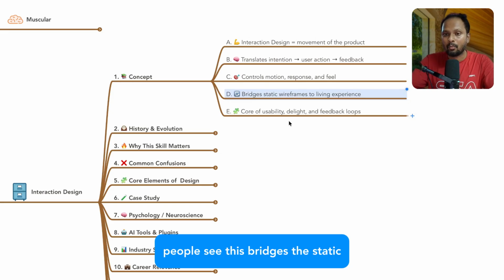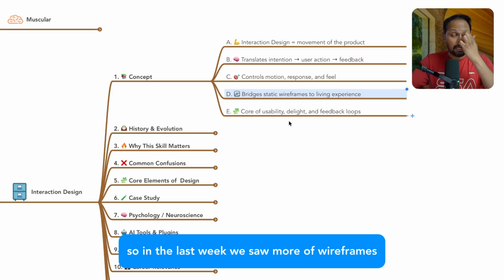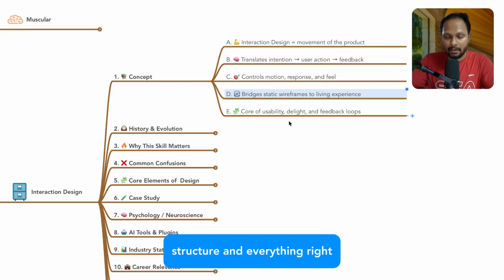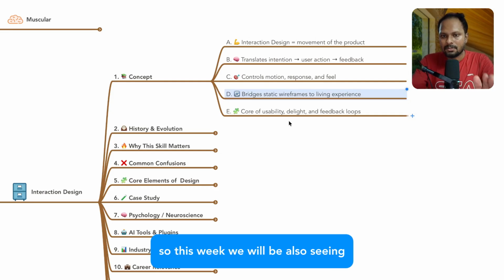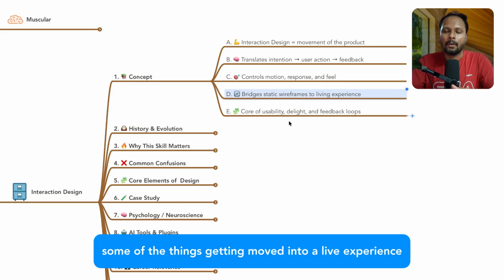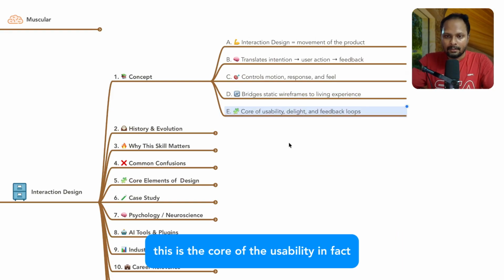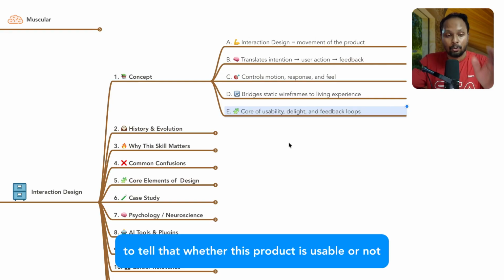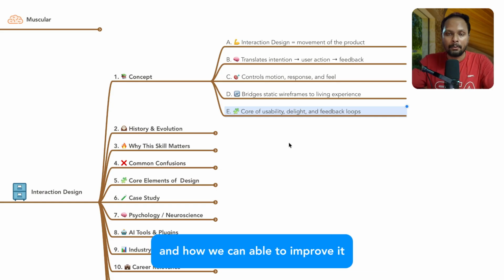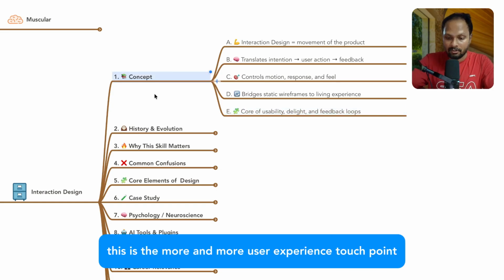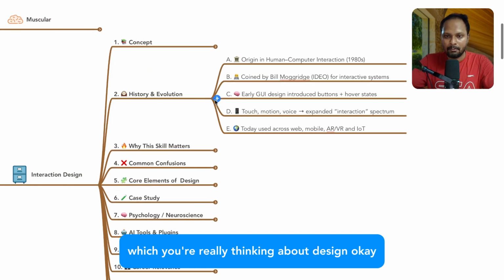This bridges the static wireframes to the lively experience. So in the last week, we saw more of wireframe structure and everything, right? This week, we will also be seeing some of the things getting moved into a live experience, like how the muscles are getting built on top of our body. This is the core of usability. In fact, this is exactly what is going to make your user tell whether this product is usable or not, whether they're going to like it or not, and how we can improve it. This is more and more the user experience touch point which you're really thinking about in design.